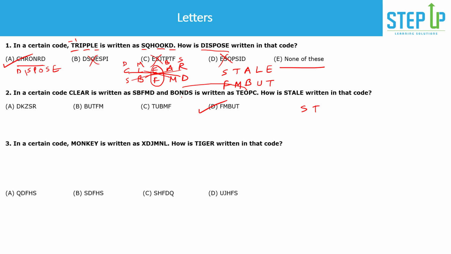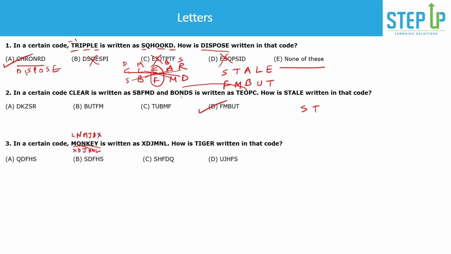Okay, let's look at the next one. Monkey is written as XJDMNL. Okay, L N, M J D, X, right? So if you see, the letters are the same, but it's just the placement that has changed, right? So they are saying this is actually becoming X, D, J, M, N, L. This is the logic, right? This is how it's moving, right?